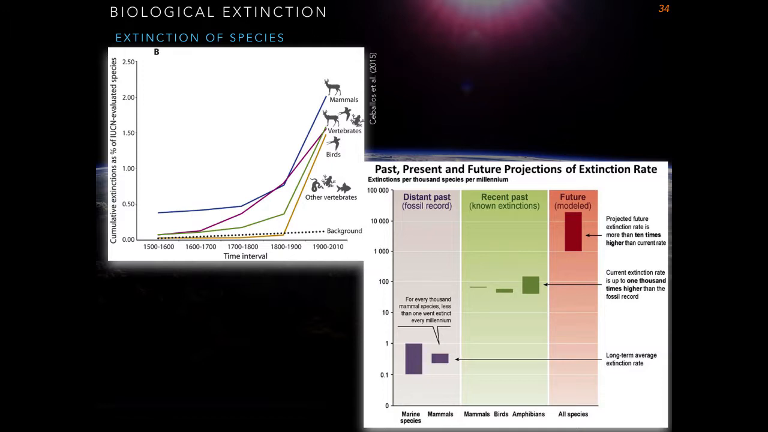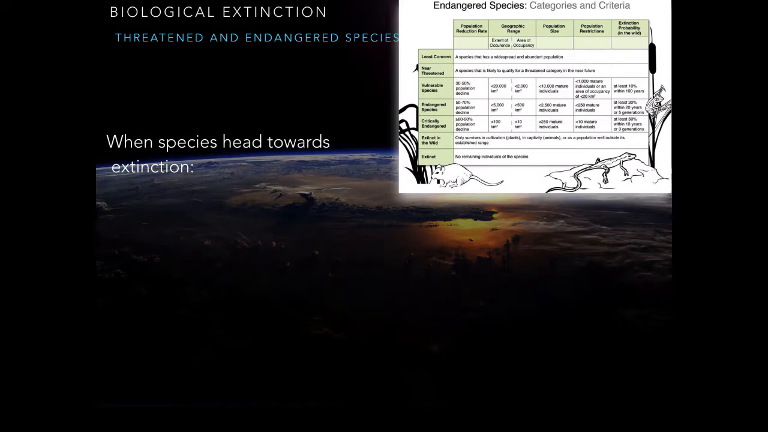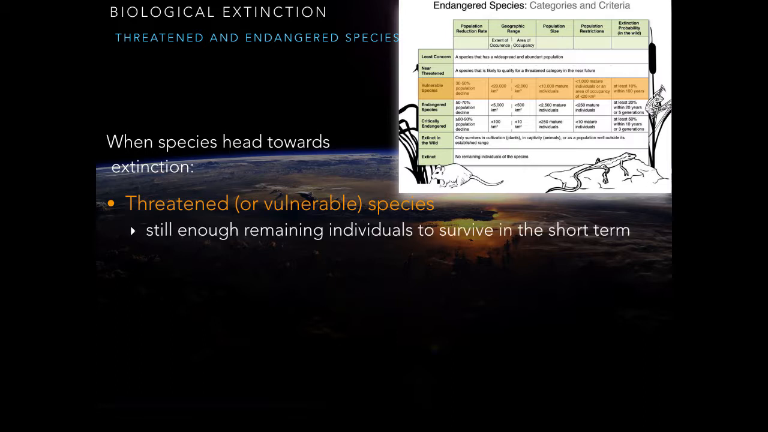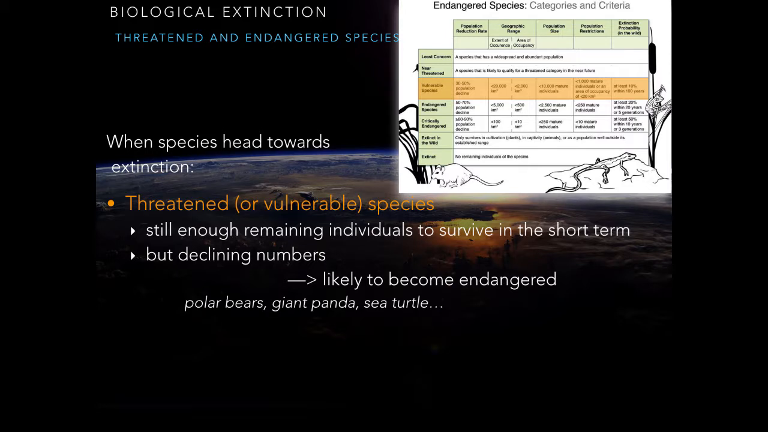At this point, how do we classify the priority of species to protect? We mostly have two categories. When species go towards extinction, we first talk about threatened or vulnerable species. In this case, we still have enough individuals for the species to survive. The size of the population is going down, and if we do not take care, at some point that species will be close to extinction. It will become what we call endangered. Examples are polar bears, giant panda, sea turtle.